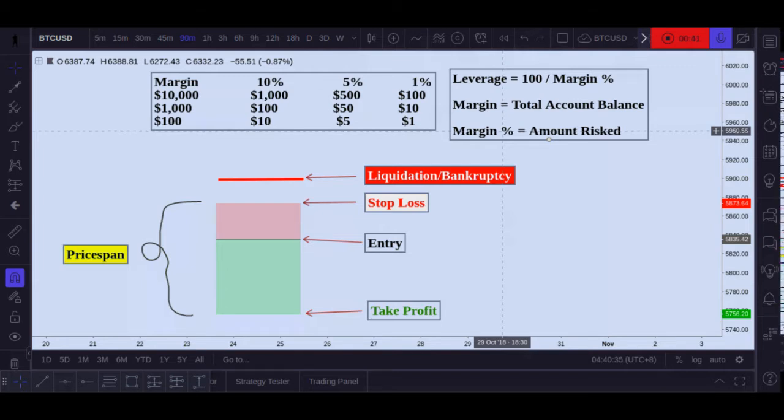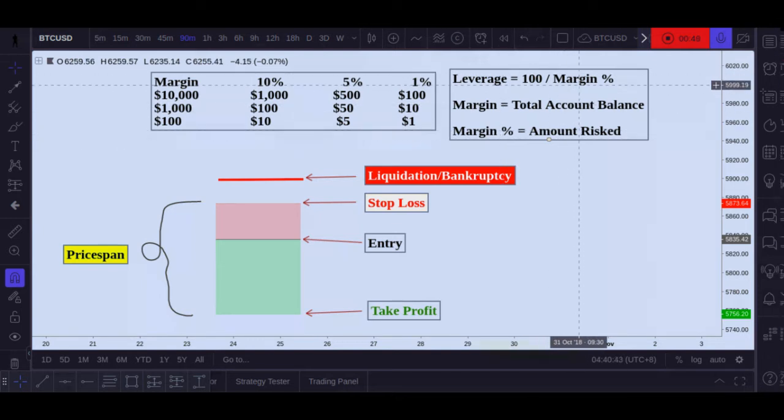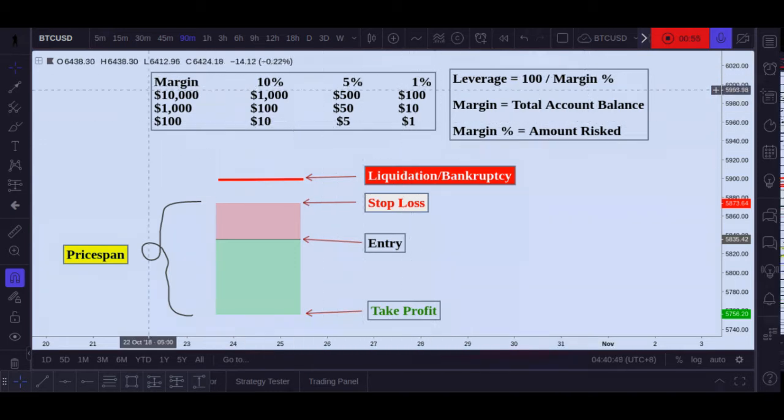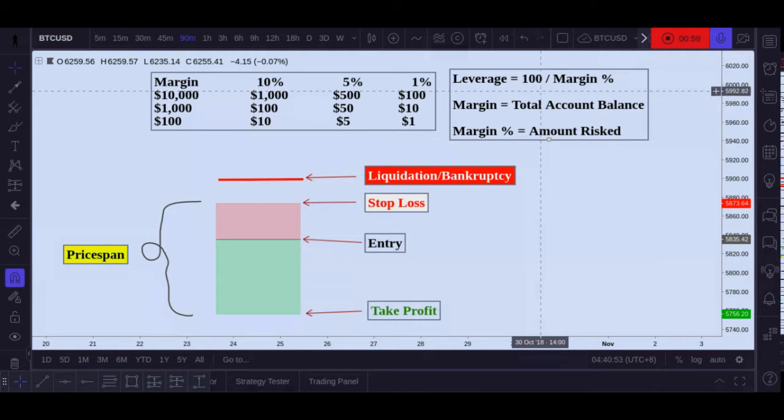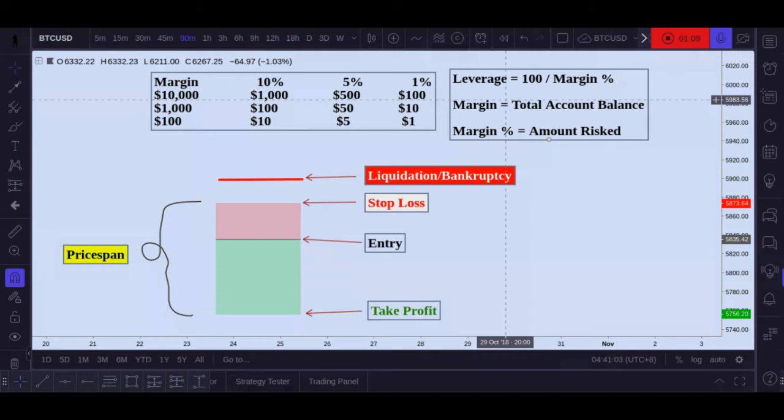Now what you need here is to find out how much margin percentage you want to risk per account. Obviously in this situation, the bigger your margin, the more leverage you can use. Or another better way of saying it is, the bigger your margin, your total account size, the more returns you can actually achieve with a smaller risk on your account.